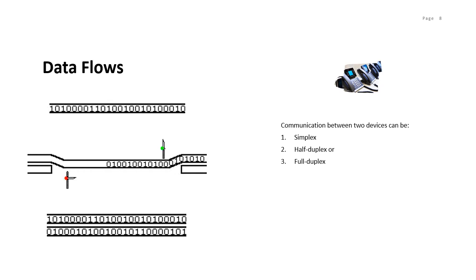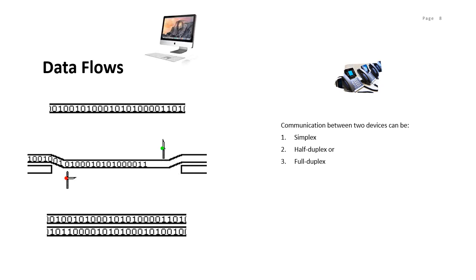These binary codes are moving unidirectionally, like a one-way street, meaning that between the two devices only one can transmit and the other can receive. One example is between a keyboard and a CPU or a monitor. The keyboard can only introduce input and the monitor can only accept output.